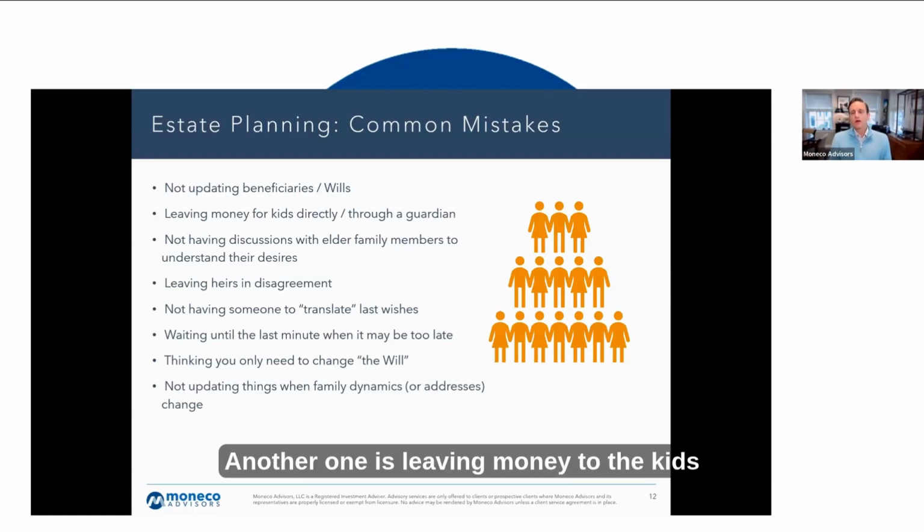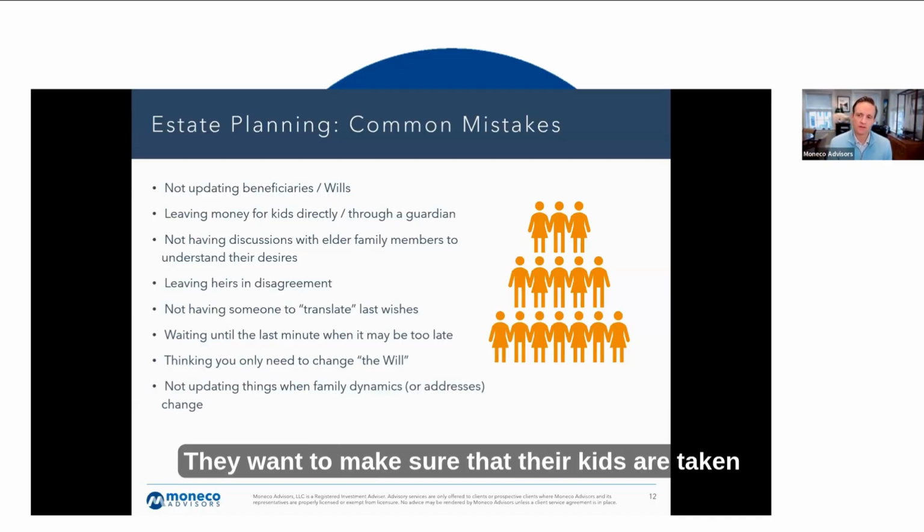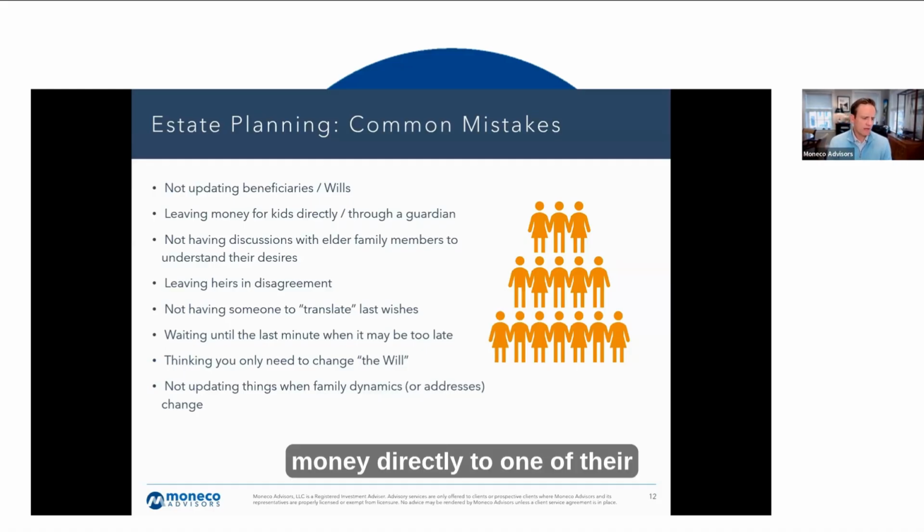All right. Another one is leaving money to the kids directly. I see this a lot too, and it comes from a great place. They want to take care of their kids. They want to make sure that their kids are taken care of. And so they'll leave money directly to the children. And not only that, it might not be the most tax efficient way of doing it either. So I'll give you an example. We had somebody that passed away, left money directly to one of their grandkids. And it was intended for college.